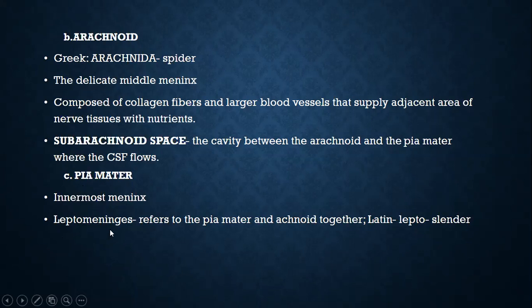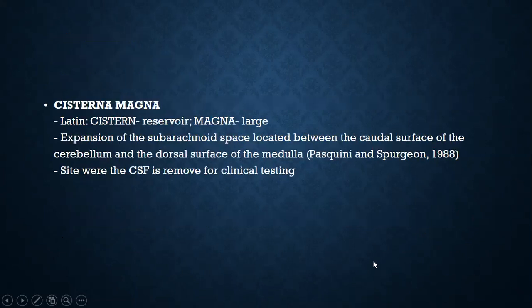We have leptomeninges, which refers to the pia mater and arachnoid together. When you say lepto, it's Latin for slender. Cisterna magna. This is an expansion of the subarachnoid space located between the caudal surface of the cerebellum and the dorsal surface of the medulla. And this is where you can get samples of the CSF for clinical testing.